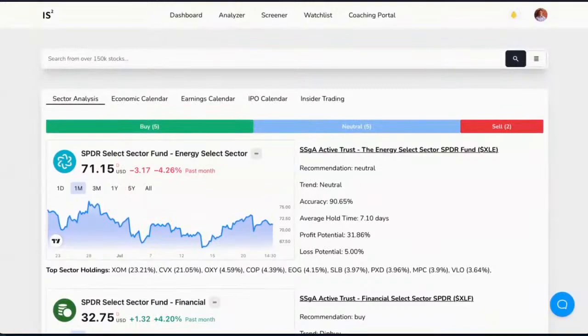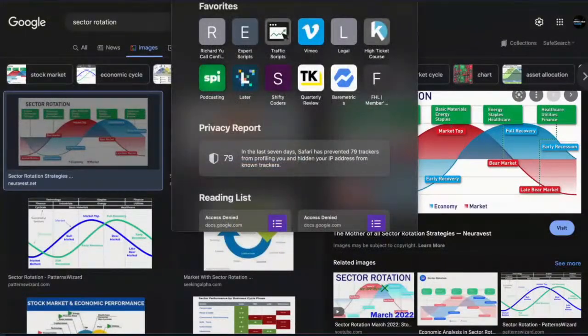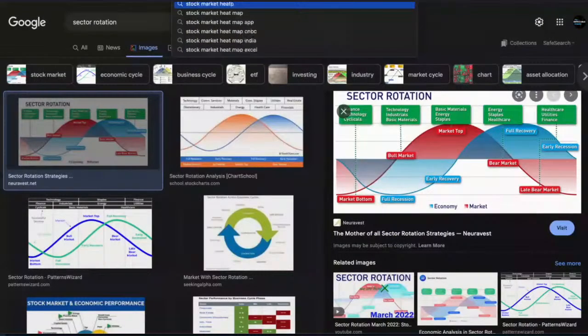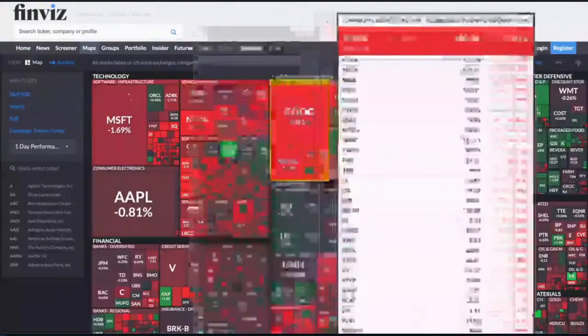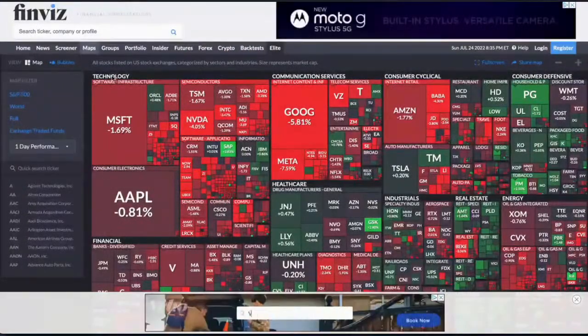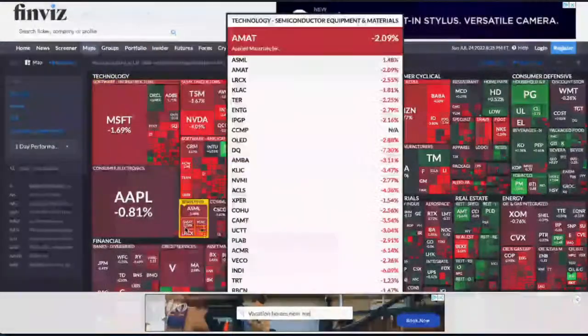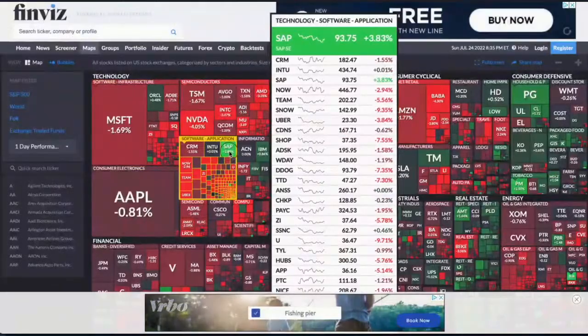Another way, instead of going to the Impeccable Stock software, is to identify the sector, then type in online stock market heat map. You'll find Finviz here has a heat map, and then you'll go into the sector. So for instance, let's say technology was the best sector at the moment. We're going to look inside the whole technology sector. We're going to find the strongest stocks, aka the stocks that are most green.